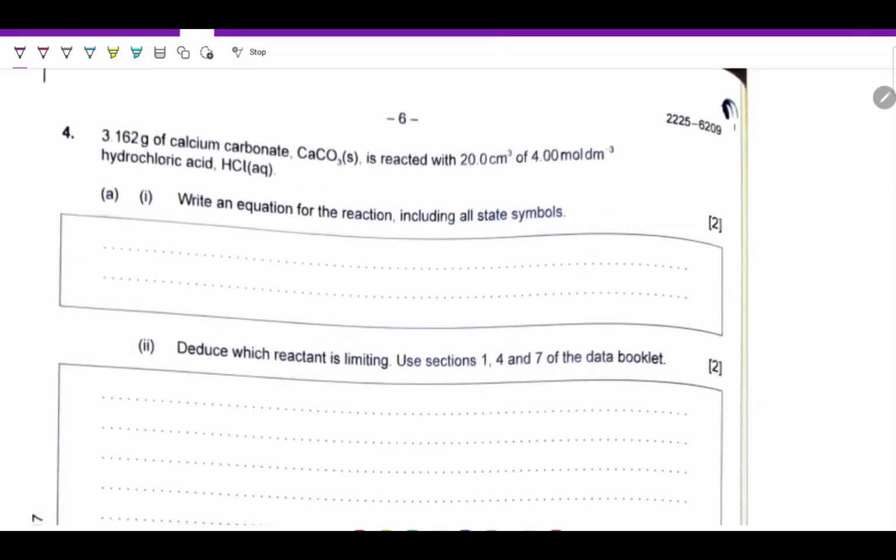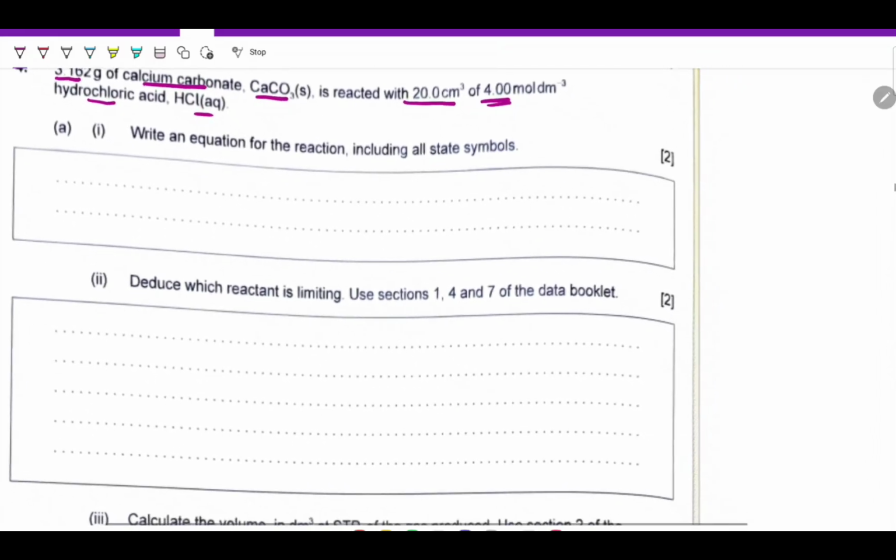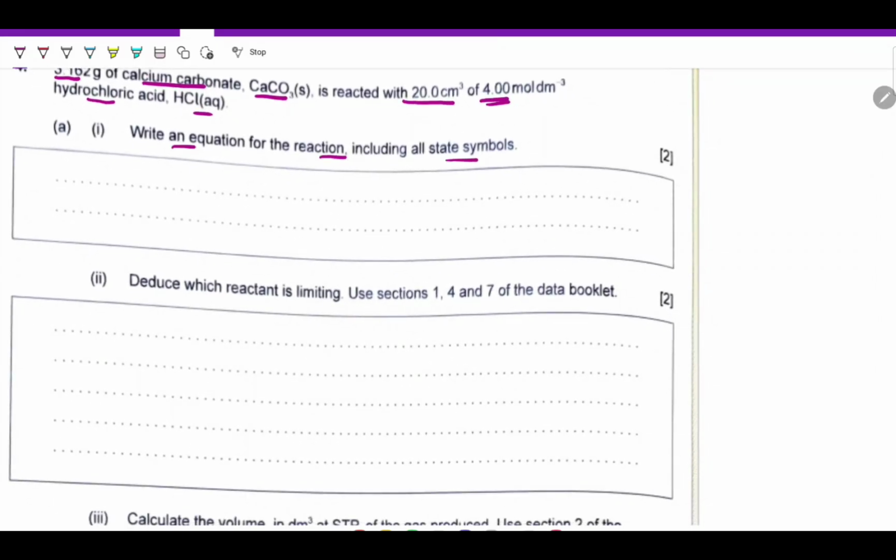The next question is question number 4, which says that 3.162 gram of calcium carbonate, CaCO3, is reacted with 20 cm³ of 4.0 mol/dm³ HCl, hydrochloric acid. Write an equation for the reaction including all the state symbols.